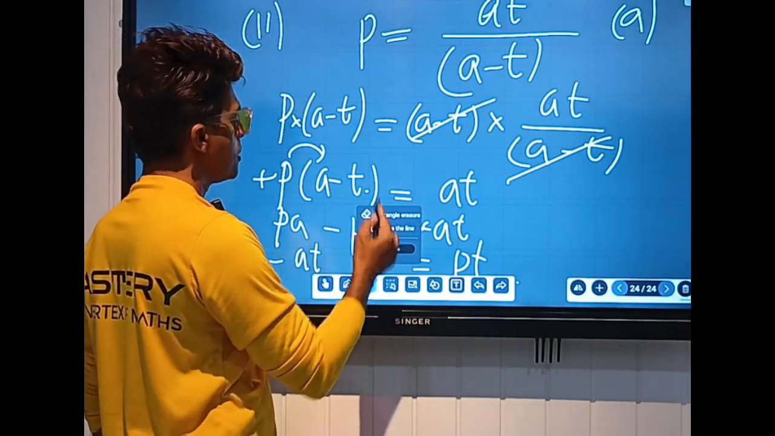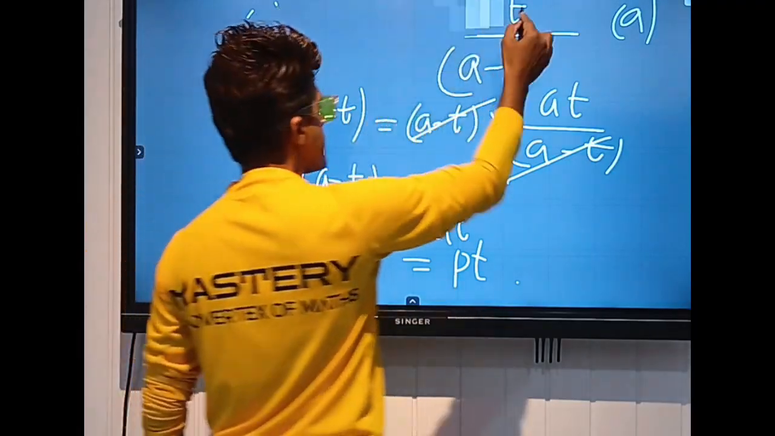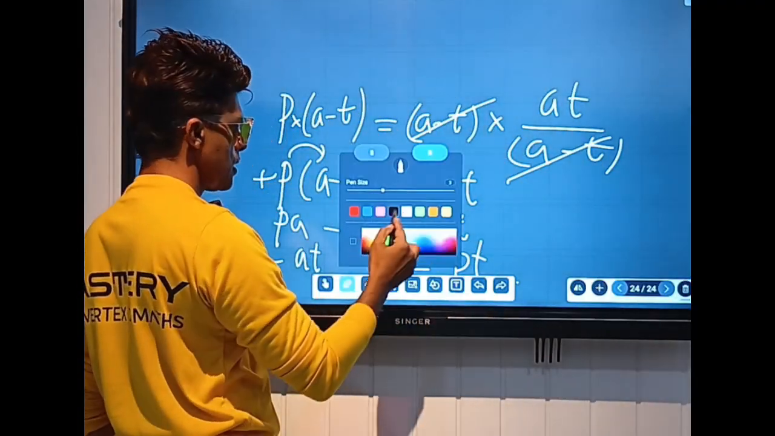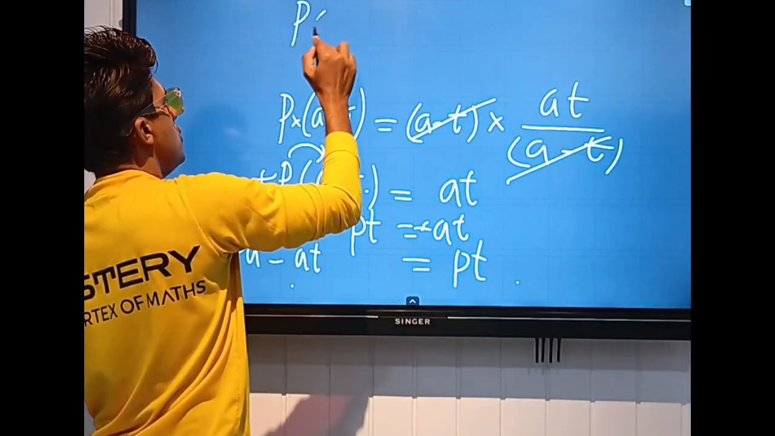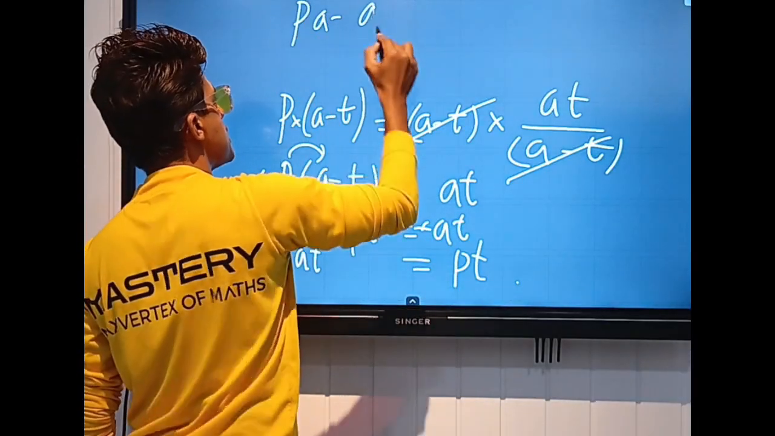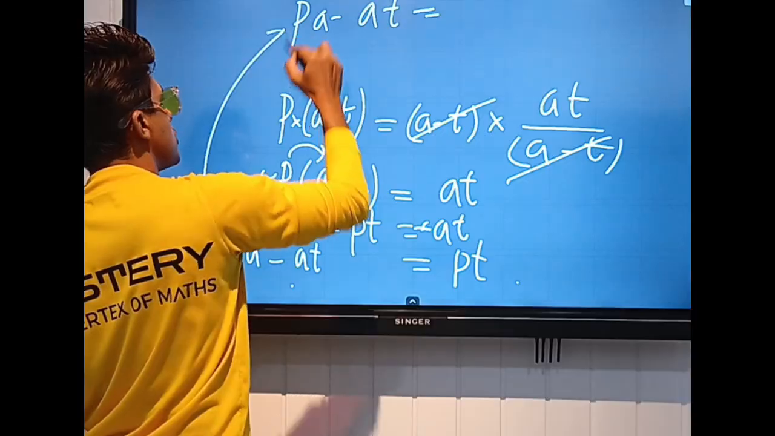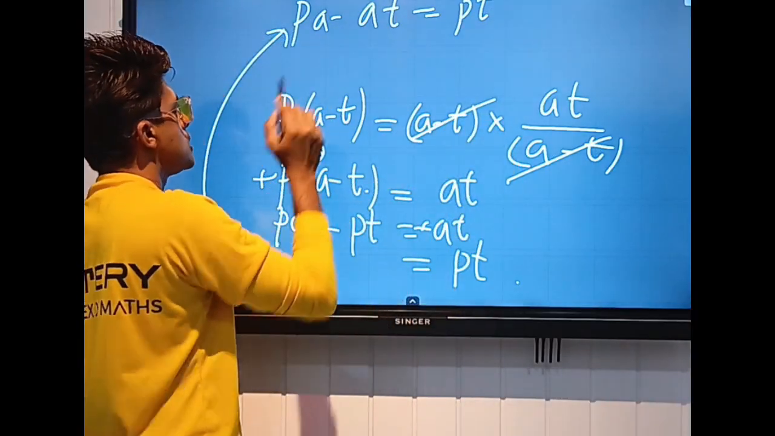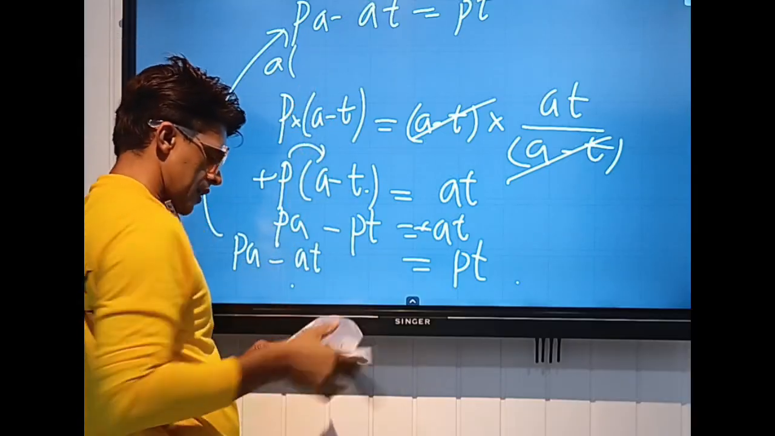PA minus AT equals PT. I will write this one here. PA minus AT equals PT. Now I get the term A as the subject.